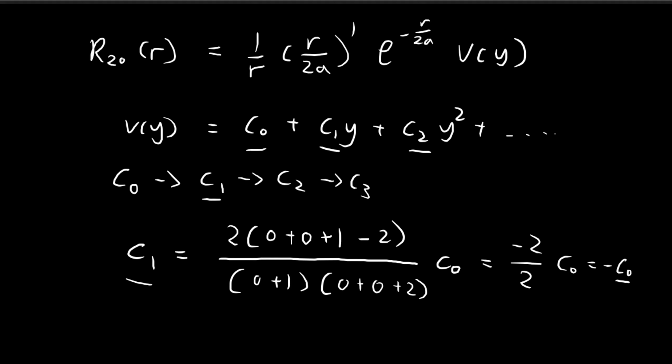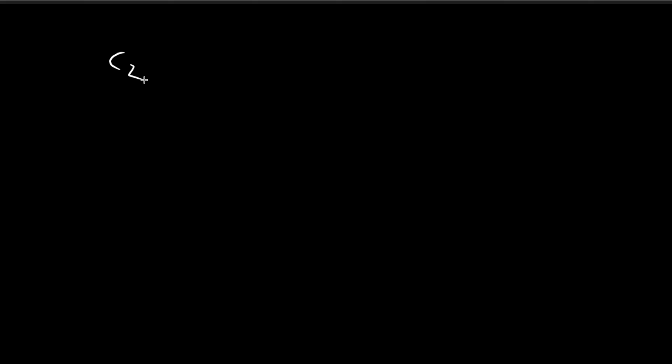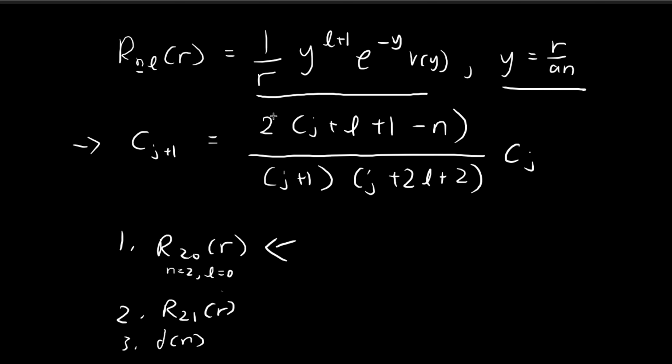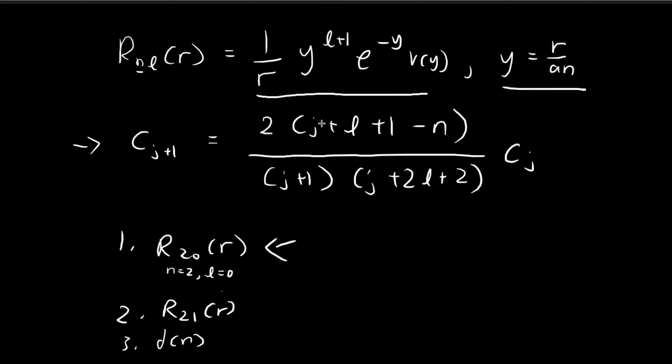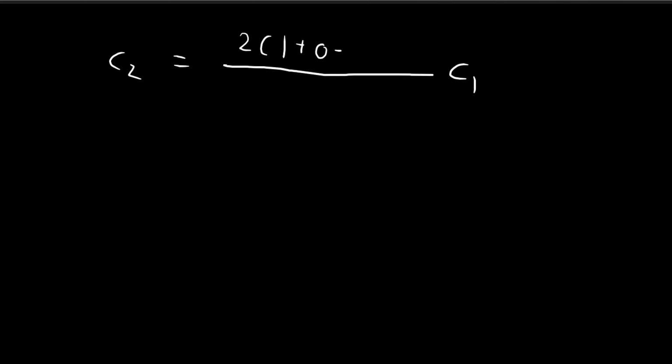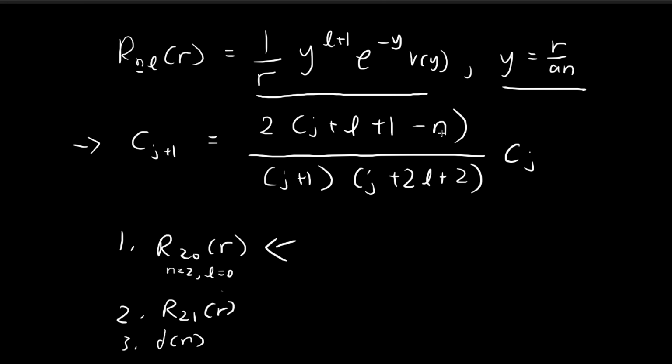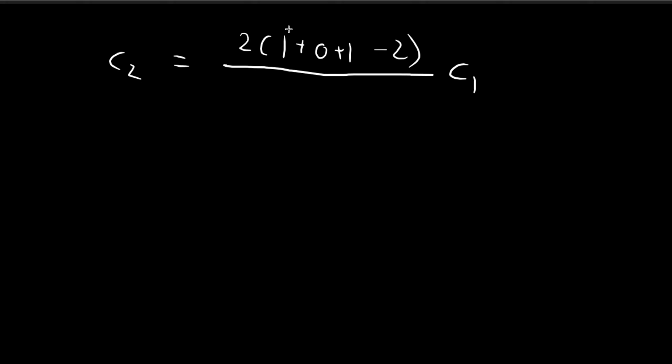Taking c1, we can now derive c2. So c2 is going to be equal to the value given by the recursion formula. We have c1 multiplied by this expression here. Once again, we apply this formula. So we have 2 times j, in this case j is equal to 1, and then we have plus L plus 1, L is equal to 0, and then plus 1, and then minus n. In this case, n is equal to 2, so we have minus 2, and you can see that in the numerator, we already have 2 minus 2, so this is equal to 0. So we don't need to worry about the denominator because this whole term is going to be equal to 0.